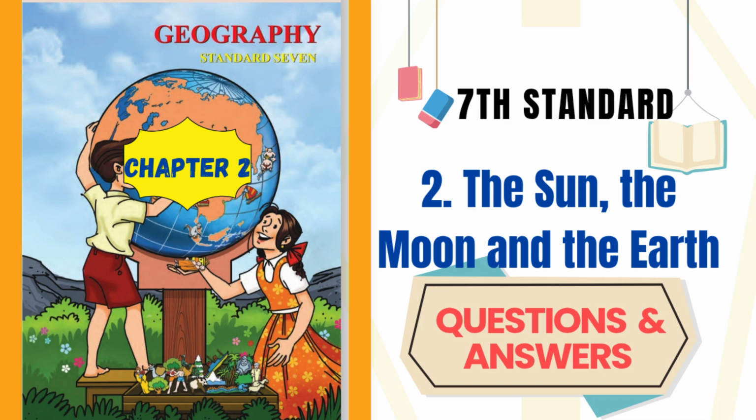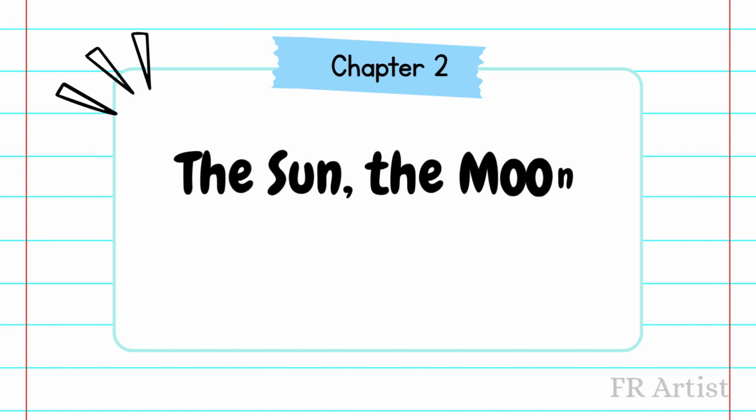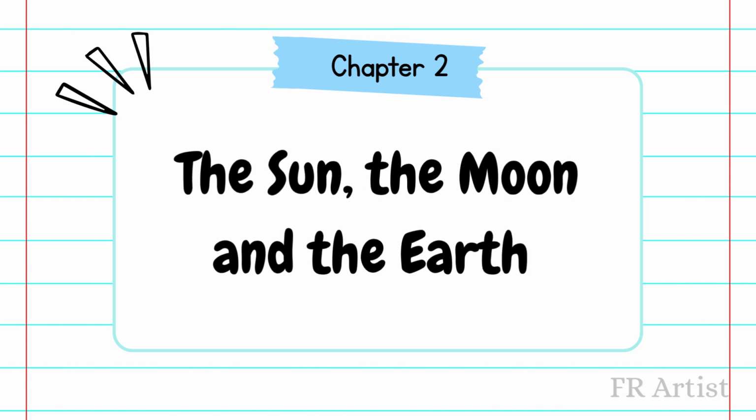Today we will learn chapter 2, the Sun, the Moon and the Earth from class 7th geography. We will go through important questions and answers that can help you in your exams.